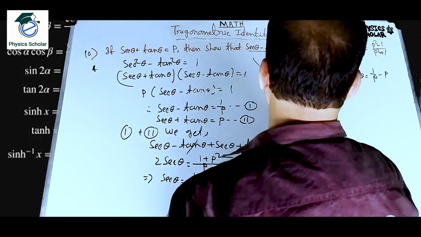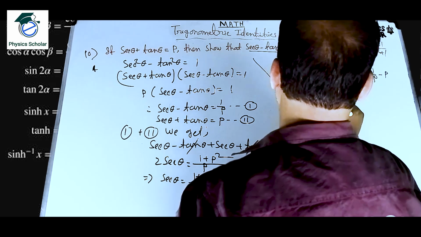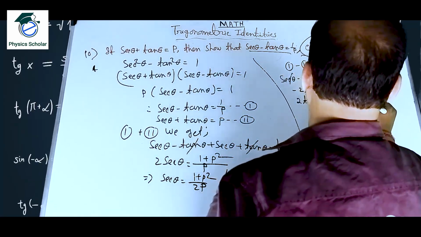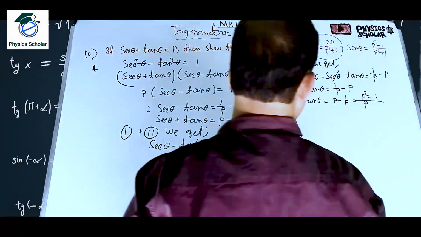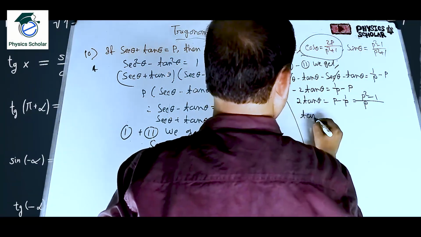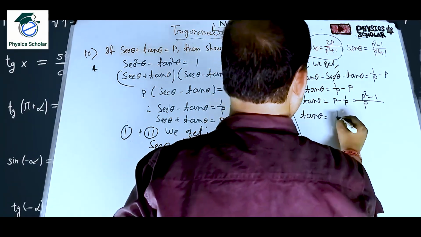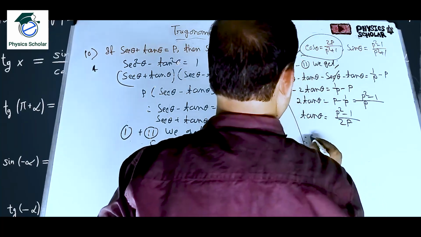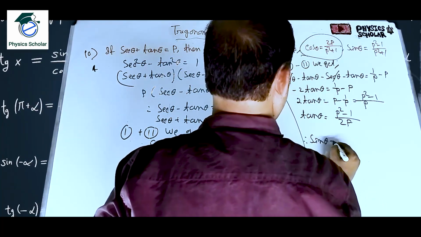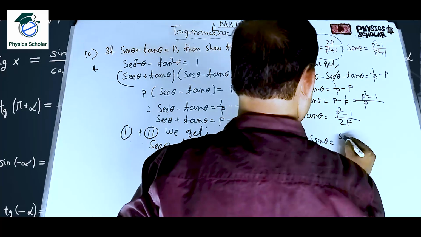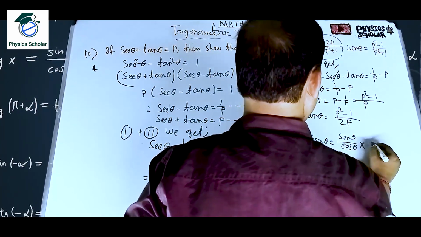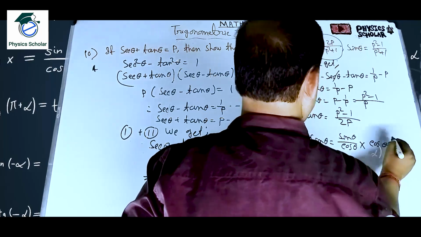So 2 tan theta is equal to p minus 1 by p. Okay, so p will be the LCM. So p square minus 1. Therefore tan theta is equal to p square minus 1 by 2p. Okay, so sin theta, what can we write? Sin theta by cos theta into cos theta, that we can write.